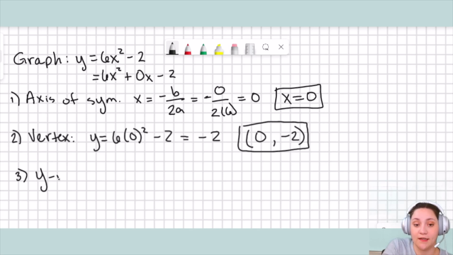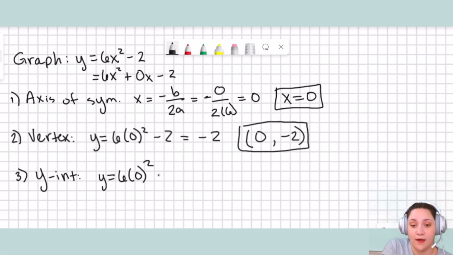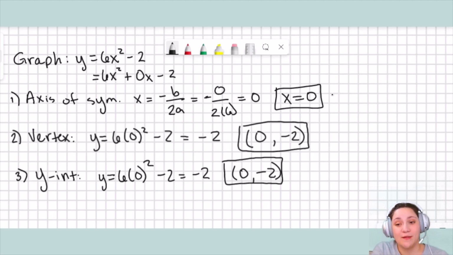The next step is to find, of course, the y-intercept, which remember is where x is equal to 0. So we have y is equal to 6 times 0 squared minus 2. That's equal to negative 2. So my vertex and my y-intercept, it looks like they're the same thing. And you might be thinking, is that wrong? And it's not wrong, because we saw from the get-go that our axis of symmetry is the y-axis. So this is just a really nice centered parabola, and everything is just right there on the y-axis.